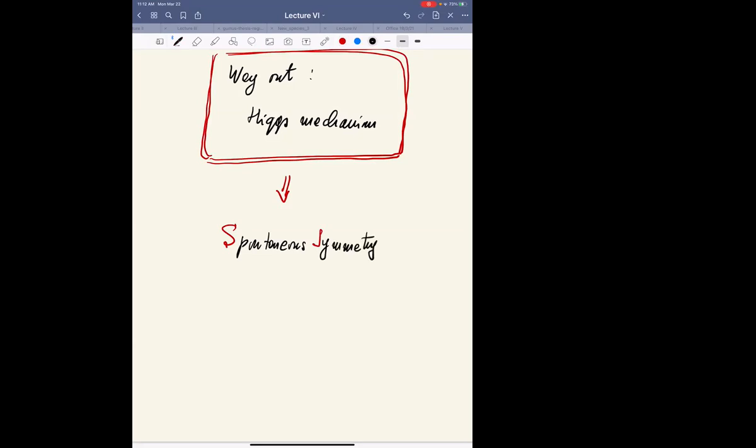We'll have an acronym, which is SSB. It's a fundamental part of, so let's call it SSB. When I write SSB, I'm referring to spontaneous symmetry break.